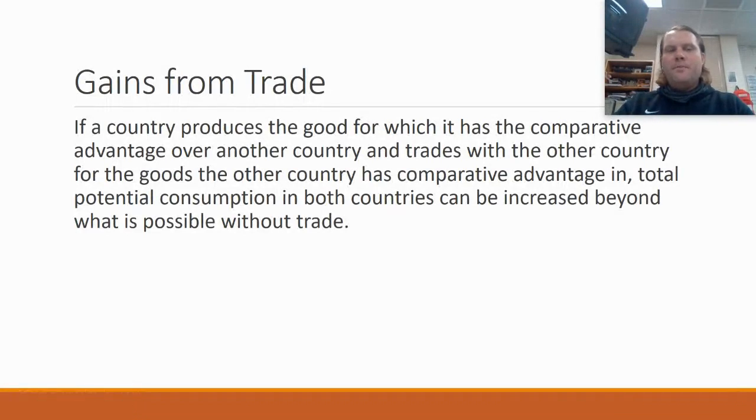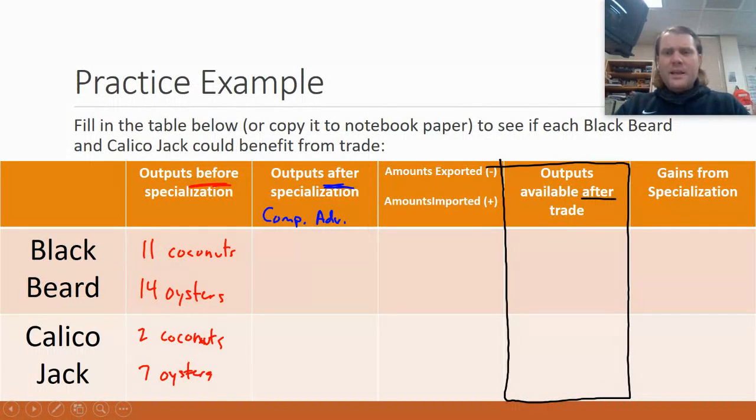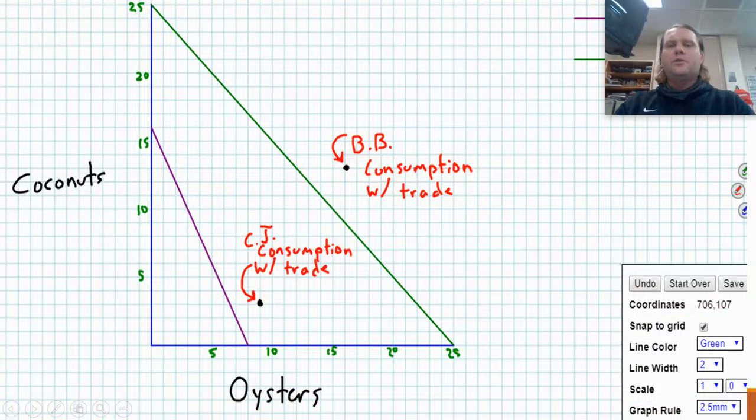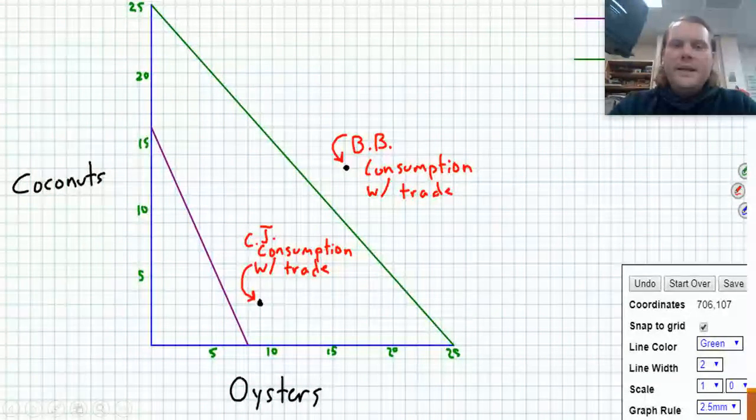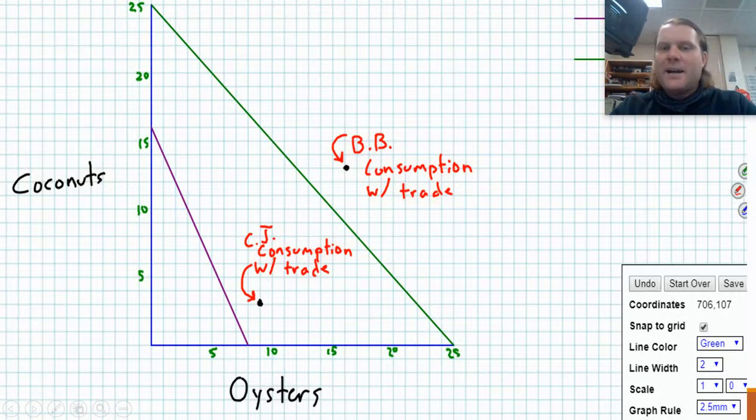Okay, and remember that if these countries don't trade, and in this case here, this is Blackbeard's production possibilities curve, right? He can produce 25 or 25. Now remember, if he doesn't trade, he can only consume on that line. He cannot consume outside of it. Okay. Same thing with Calico Jack here. He's stuck right here, 16 coconuts or 8 oysters. Okay. He can only consume on that line.